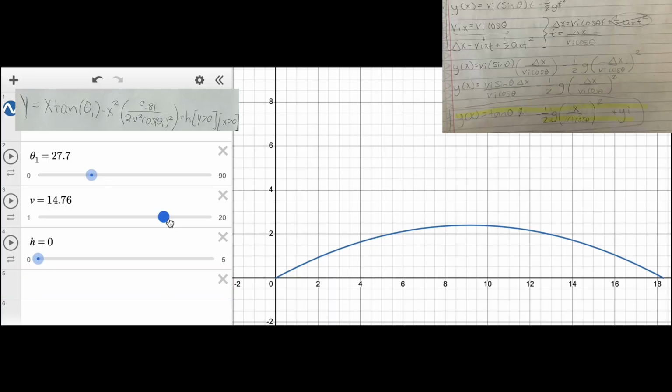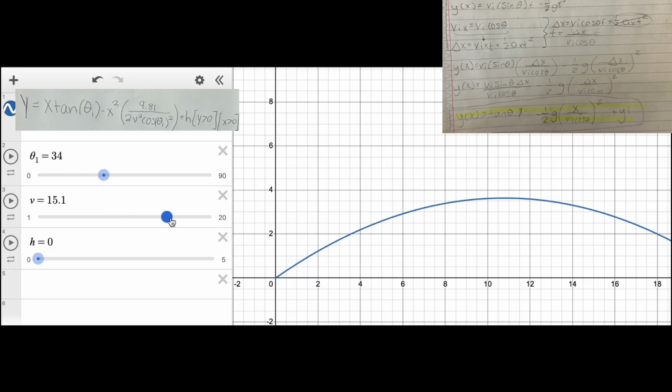This is the graph of our projectile. It would look like this if the velocity were lower, if the angle were lower, and if the initial height was higher.